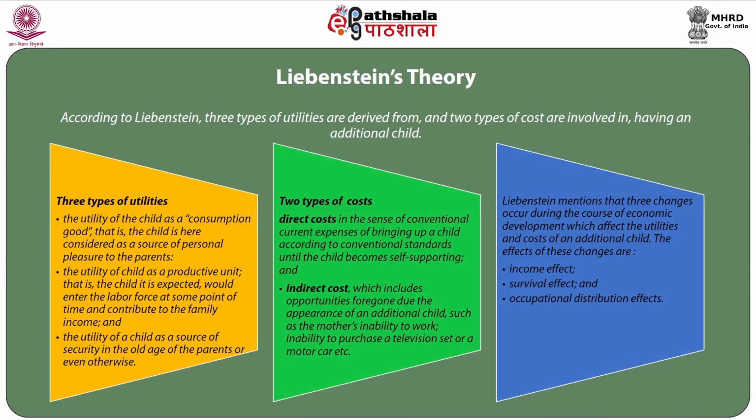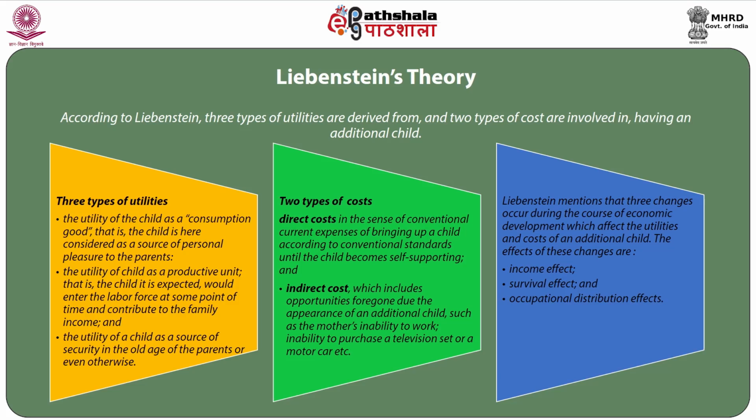According to Leibenstein, there are three types of utilities. The utility of the child as a consumption good, that is, the child is here considered as a source of personal pleasure to the parents. The second is the utility of the child as a productive unit, that is, the child, it is expected, would enter the labor force at some point of time and contribute to the family income. The third utility is the utility of the child as a source of security in the old age of the parents, or even otherwise. Two types of costs are involved in it.